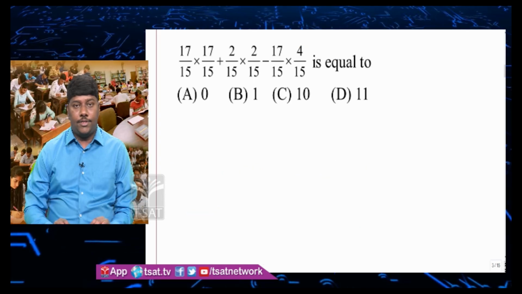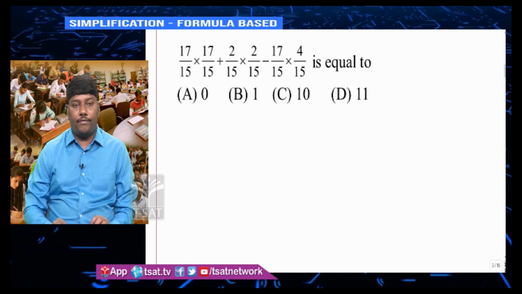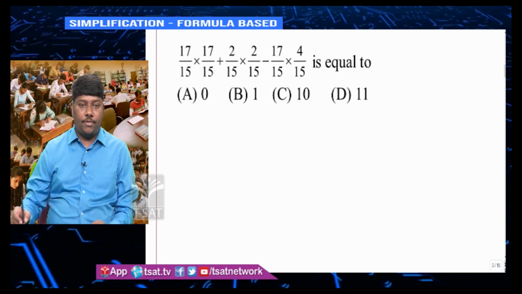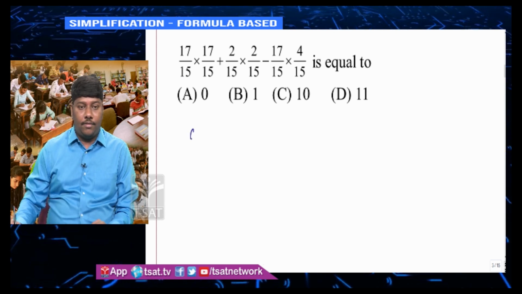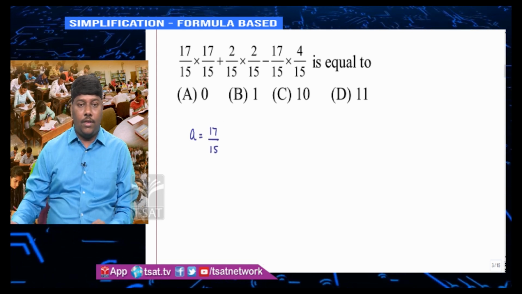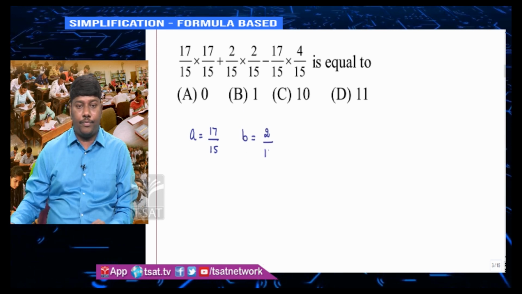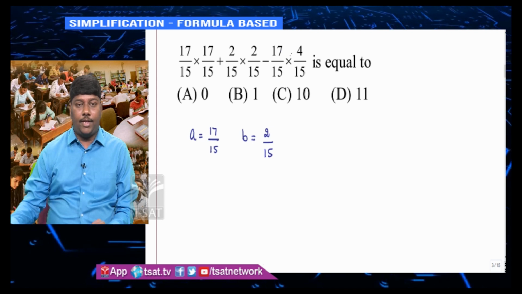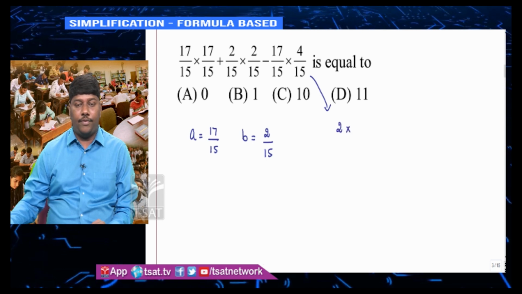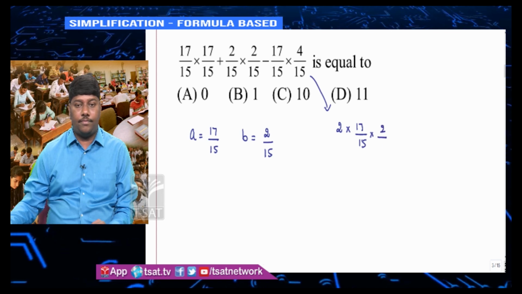Now look at this sum. This is directly based on (a+b)² or (a−b)². Now see here, 17/15 into 17/15. So it is actually (17/15)². Let your a be 17/15. Now look at 2/15, that's your b. Now 17/15 is your a. 4/15, how can I write this 4/15? This you can write as 2 into 2/15. So I am writing it as 2 into 17/15 into 2/15.